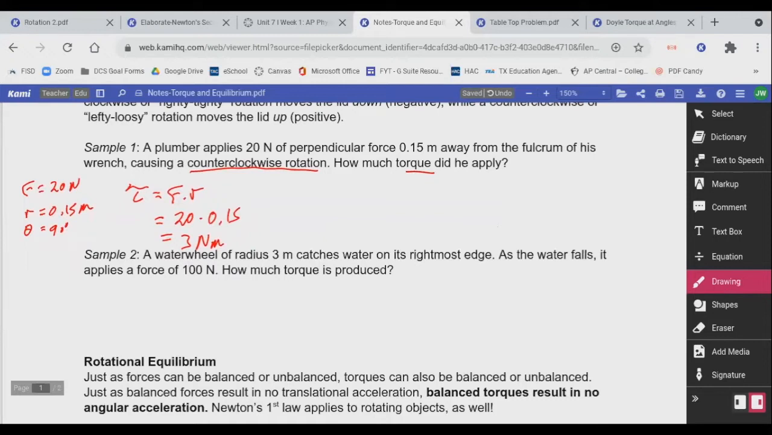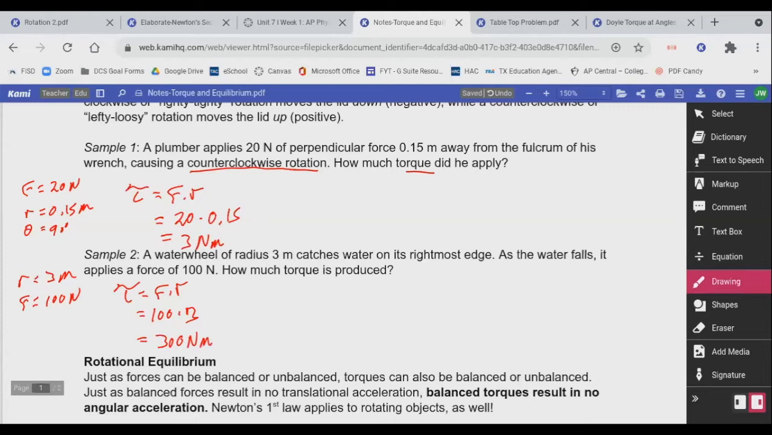Number 2, we have a water wheel with a radius of 3 meters. So the radius is 3 meters. It catches water on its rightmost edge. As the water falls, it applies a force of 100. All right, so force equals 100 newtons. How much torque is produced? Okay, well, the torque is equal to the force times the radius, which equals 100 times 3. So we should have 300 Newton meters.